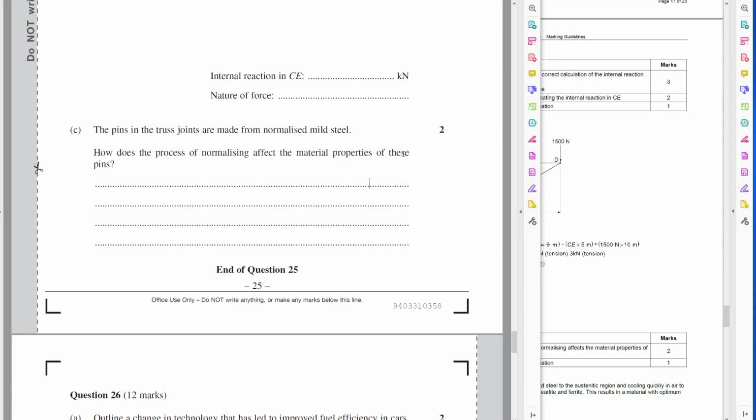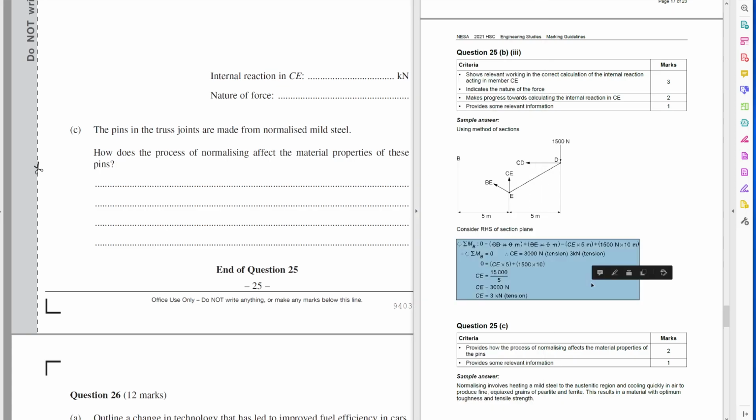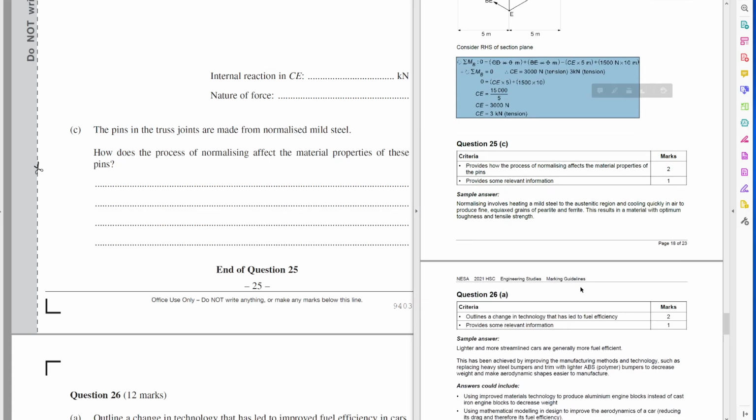You could also say hardness as a feature. Yeah, small equiaxed grains. So it's kind of 1 mark for each, right? So if it provides some relevant information, you're going to get 1. But yeah, if you wrote strong, I don't even think you got 1 mark, which is heartbreaking to hear.